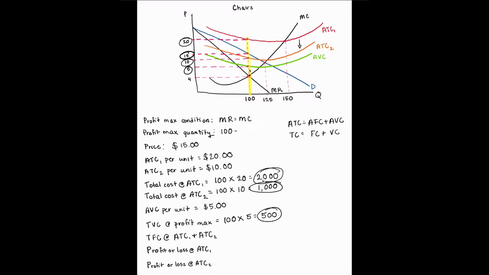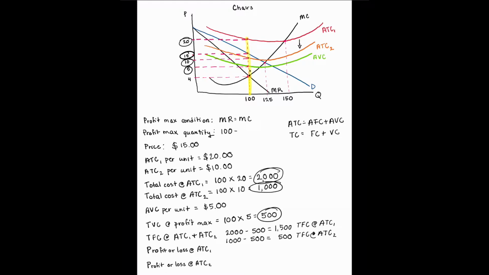So to find total fixed cost at those two points, essentially using those two average total cost curves, we would take 2,000 minus 500 equals 1,500. And we would also take 1,000 minus 500 to equal 500. That would be your total fixed cost at ATC1 and your total fixed cost at ATC2.